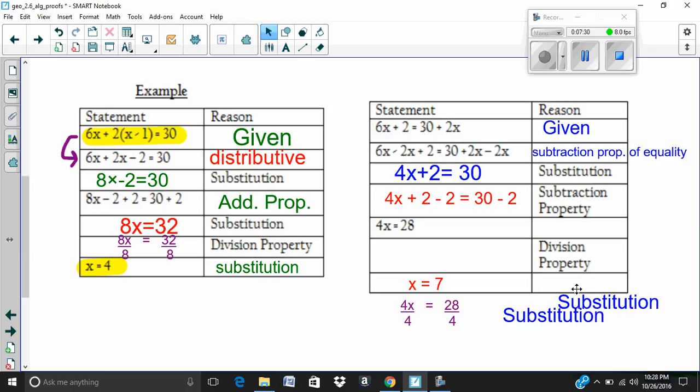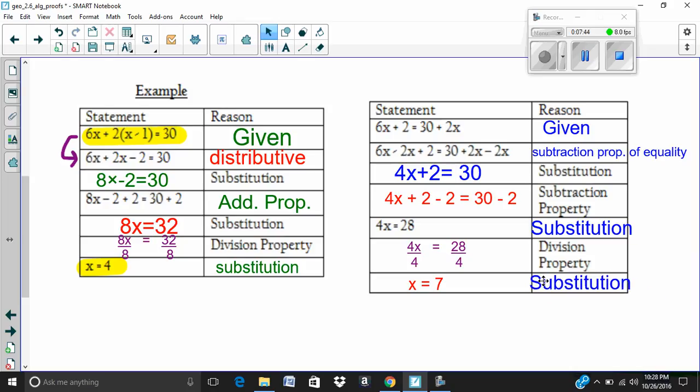Well, again, we're replacing things of equal value, and so that's our substitution property of equality. Again, just like you would solve the equation, get the variable by itself. So we're dividing, and then lastly, again, we're replacing stuff, and so that's our substitution property. So hopefully it's starting to make a little bit more sense.